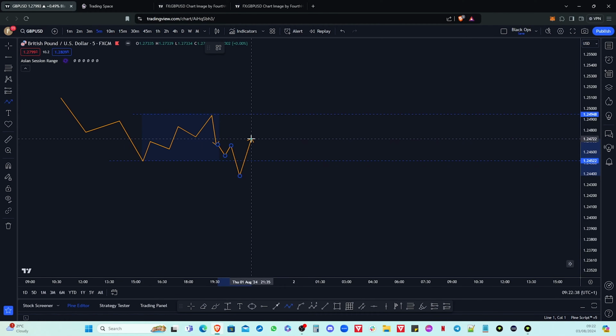Okay, now at this point here, the entry model I'm showing you here is basically going to be like this: break of structure, tap into a fair value gap or an order block.